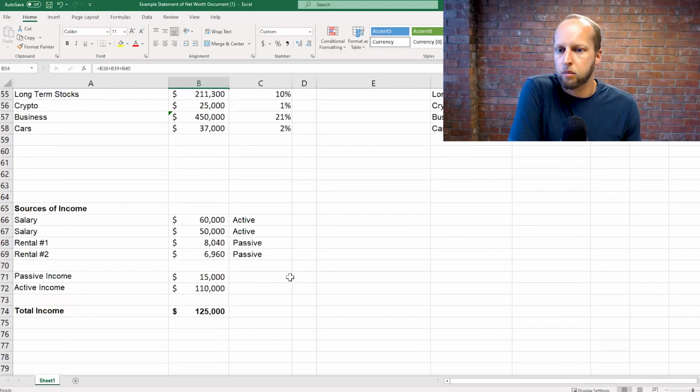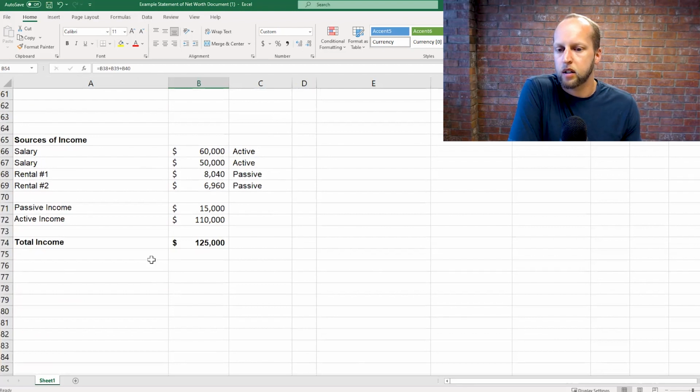And then if we continue down, we've got a sources of income section. So both of these people are working. One's making 60, one's making 50 a year. And then they've got these two rentals working for them. Rental number one makes $8,000 a year for them, and then rental number two is almost 7. So it's basically 15 grand a year coming into them passively, and then they make 110 active.